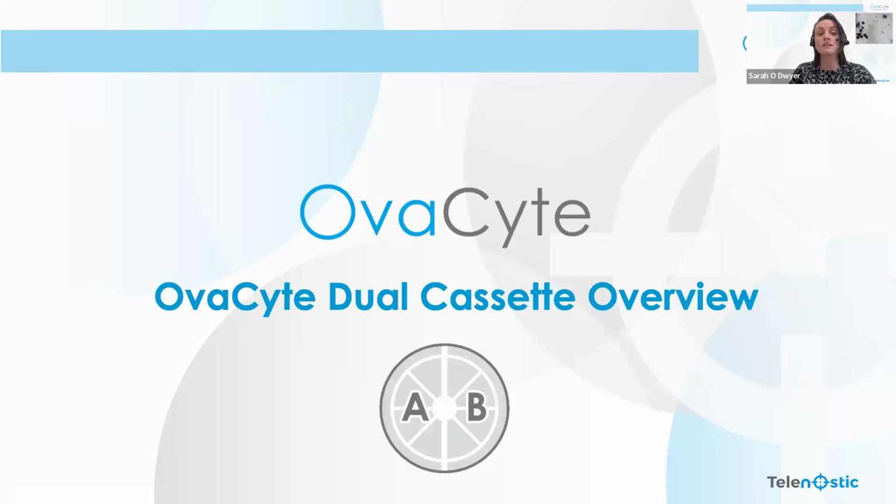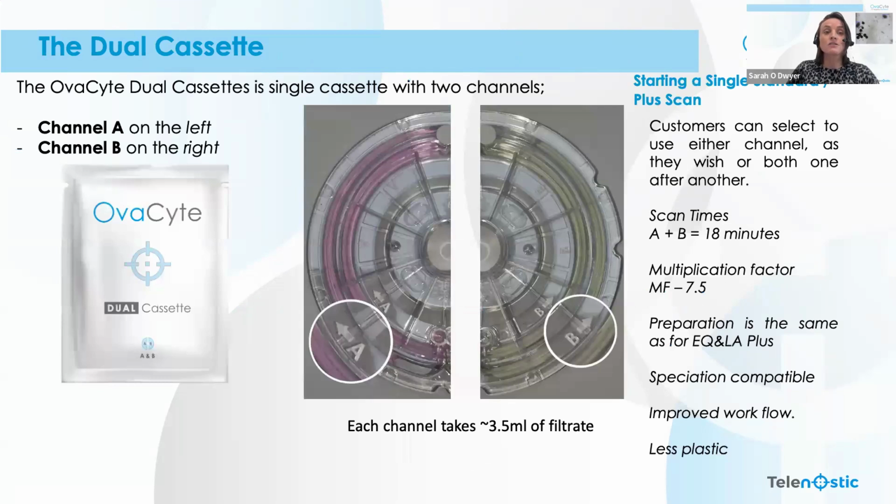So now we're just moving on to the dual cassette. Just for users, we're calling this channel A and channel B, rather than side A, side B. They're very clearly delineated and marked for people. They've got 2 injection portals down at the bottom, similar to the 7mm cassette, just in half. You can select to use either channel as you wish, or both, one after the other.